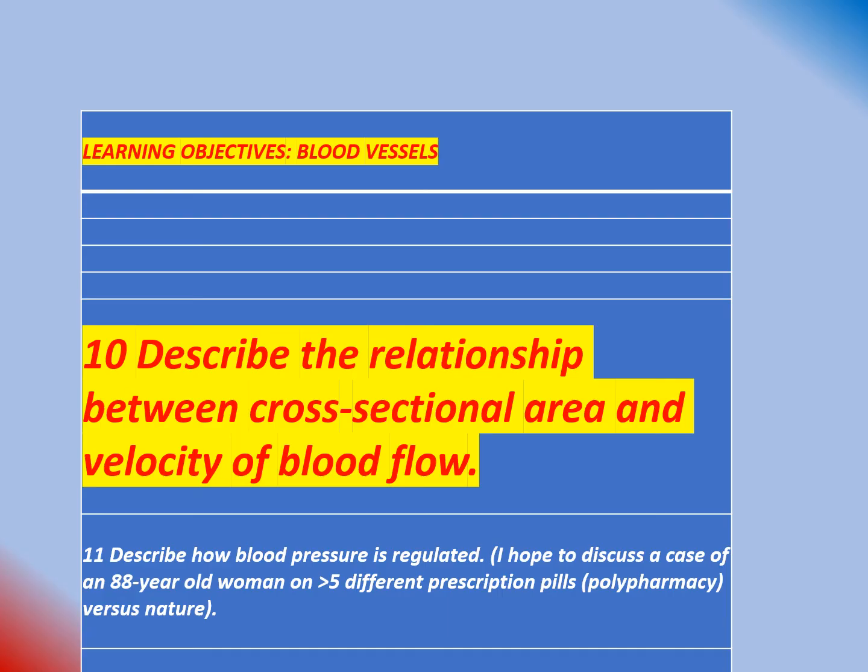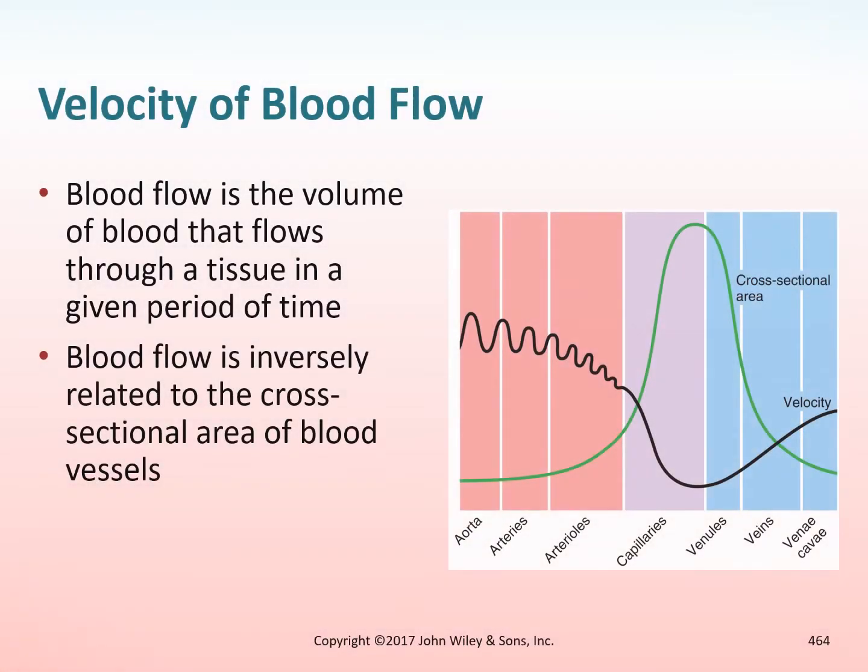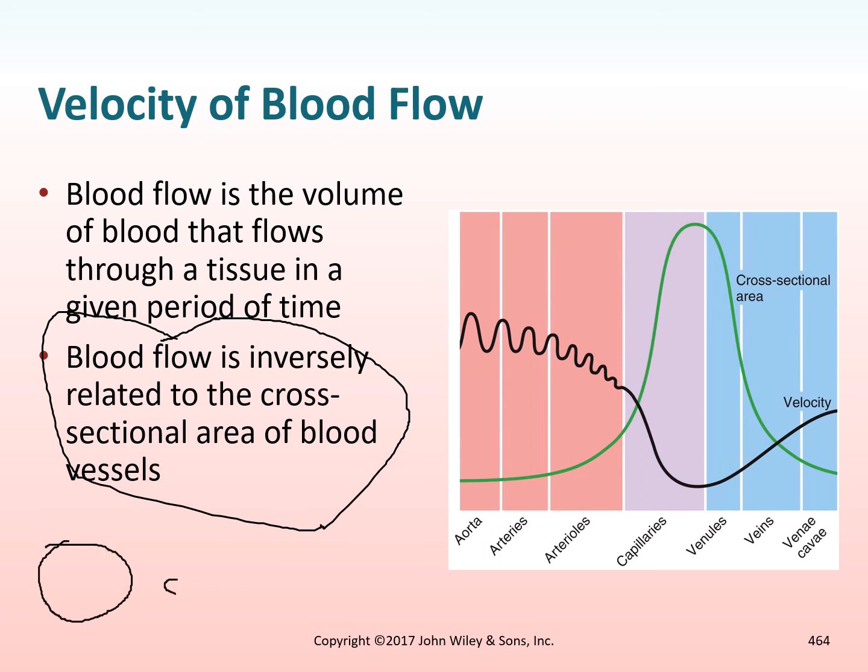Describe the relationship between cross-sectional area and velocity of blood flow. Blood flow velocity is inversely related to the cross-sectional area of blood vessels. In other words, if you have a given pressure and put it through a jet wash, the water will spew out quickly. But if you open up the hose, then it will come out more slowly. But the amount of liquid coming out would be the same. In one case, it would be coming out quickly through a small opening, and in another case, it would be coming out slowly through a large opening.